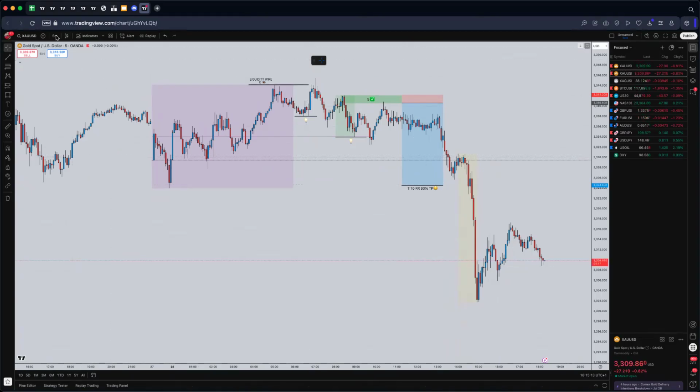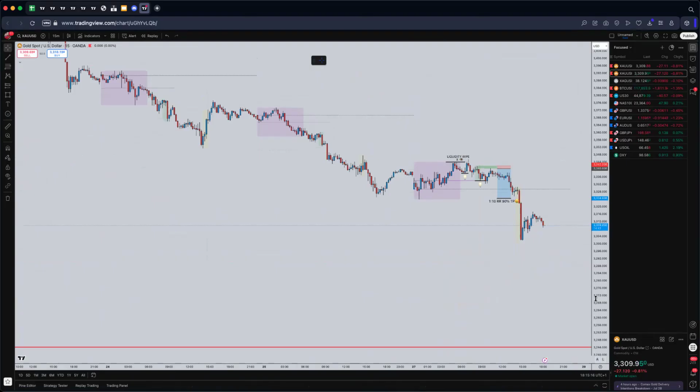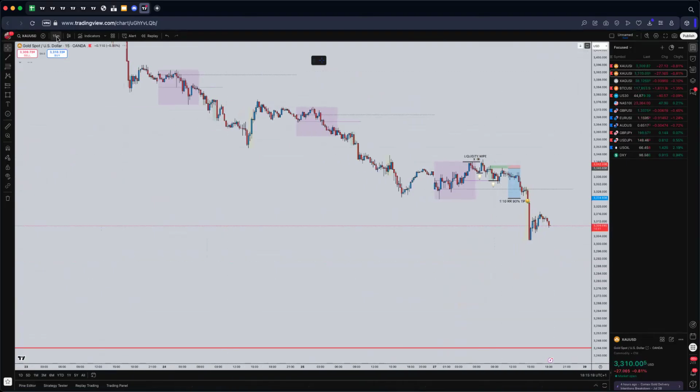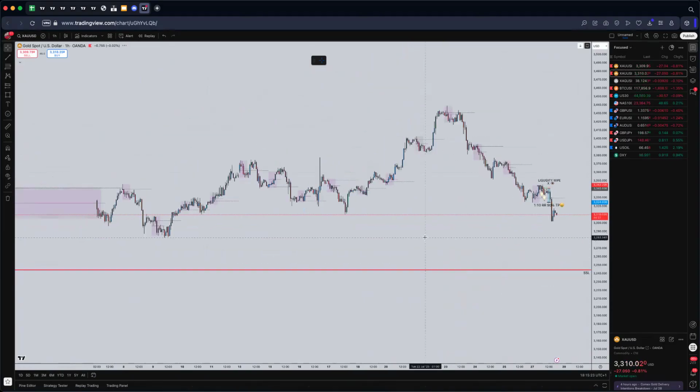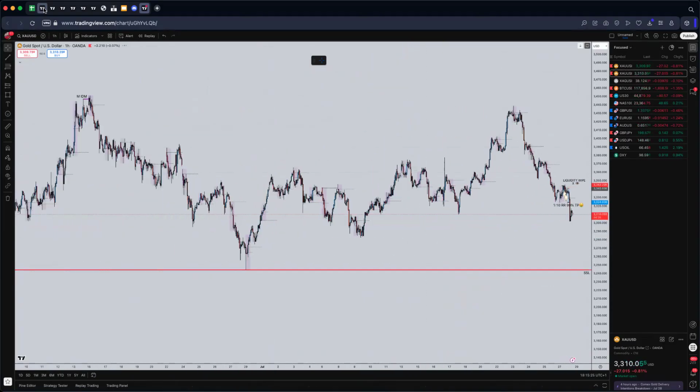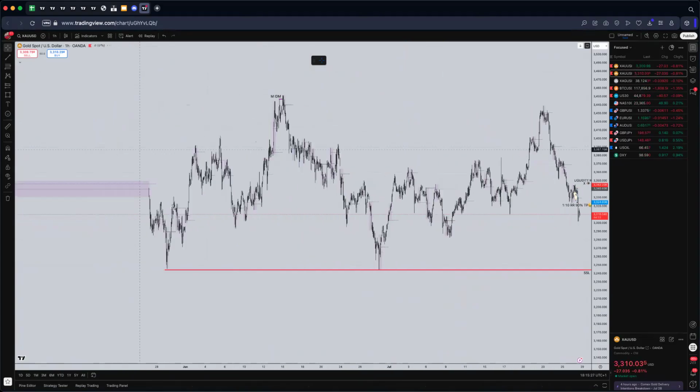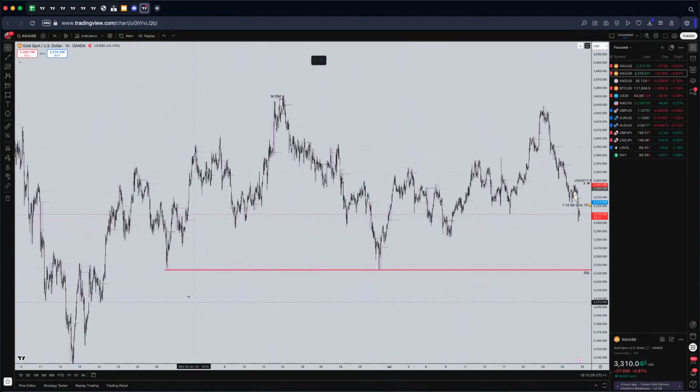So why did I want to do that? Let's go into the 15 minute. Is it on this chart or the other one? It is on this chart. So let's go into the 1 hour real quick. I think I did it on both anyway. So we had these equal lows here, sell side liquidity that I wanted to target from last week.